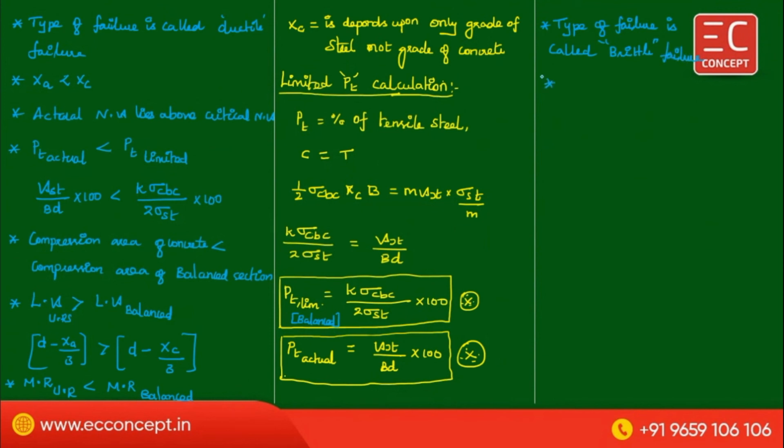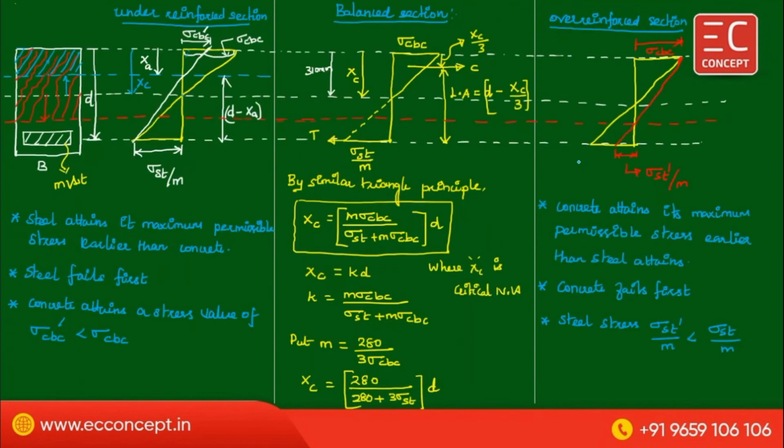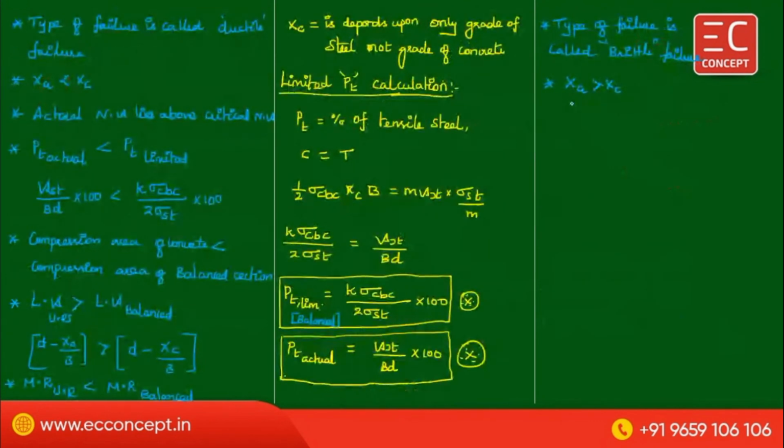The next one is the neutral axis. Actual neutral axis is greater than xc. See this diagram. In this diagram, this is your critical, sorry, and this is your actual. And the neutral axis shifts downward. That's why xa is greater than xc. Understood?